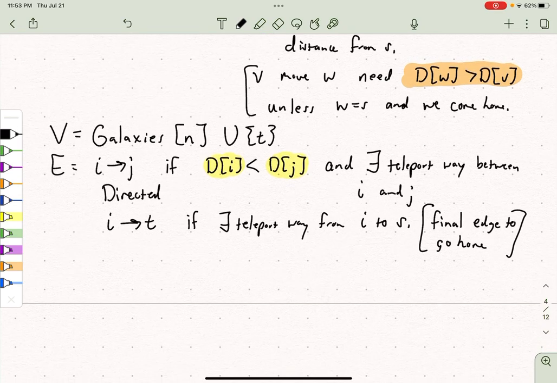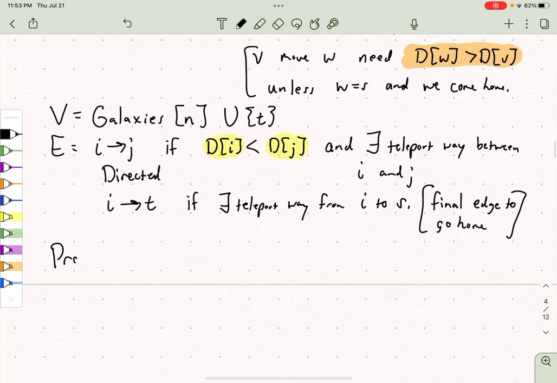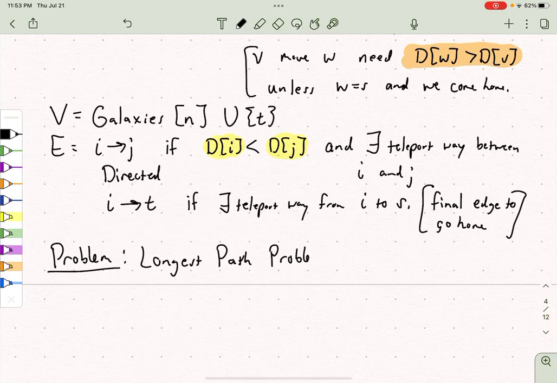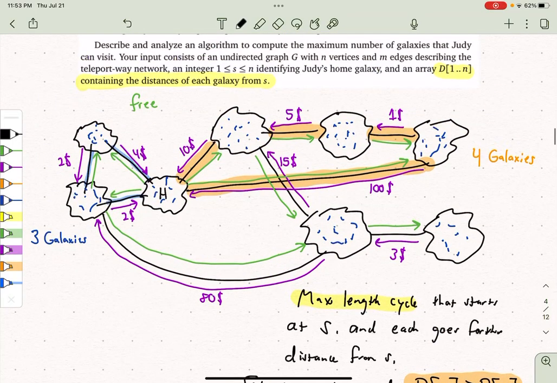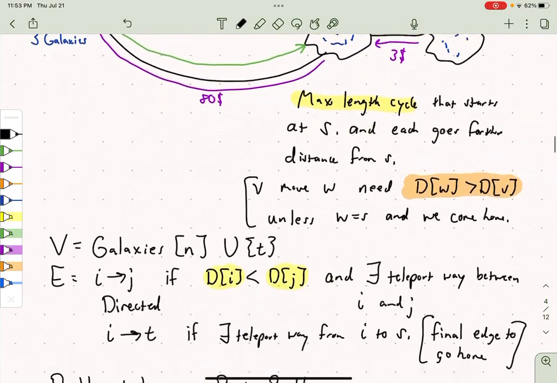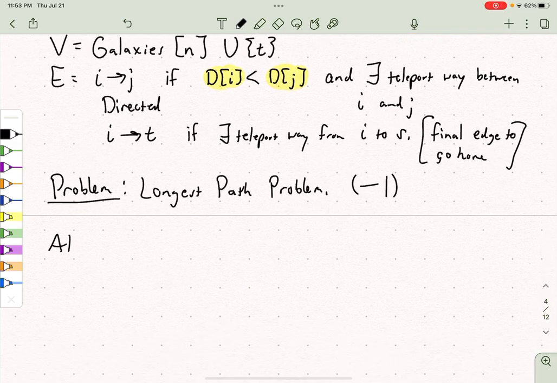Okay, so this is the graph, and so what's the problem we need to solve? Well, this is the longest path problem. And in particular, our goal is to compute nodes, not edges, so we're going to take the longest path and then minus 1. So you can put that in the problem or in the algorithm, it doesn't matter.